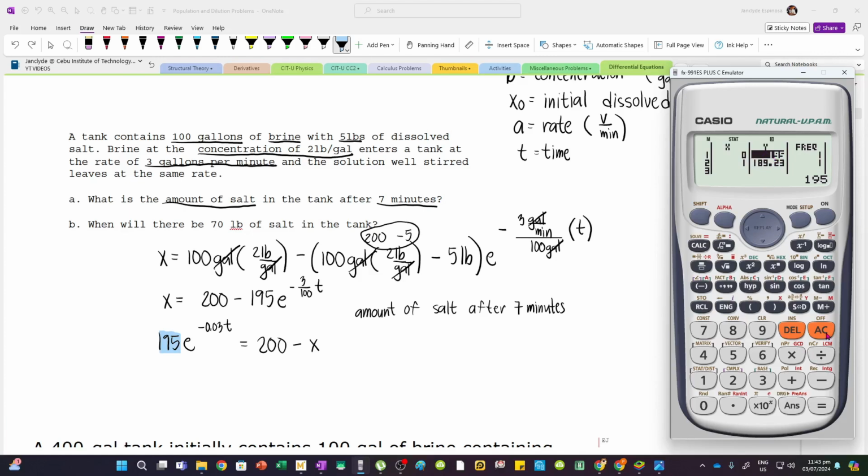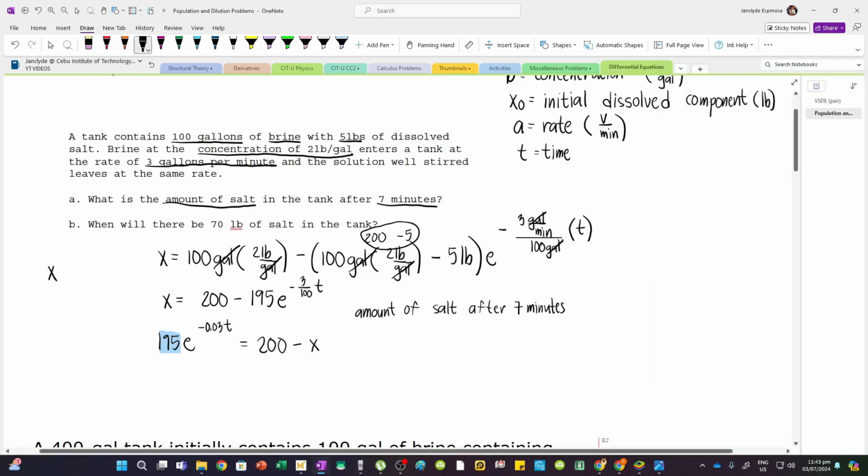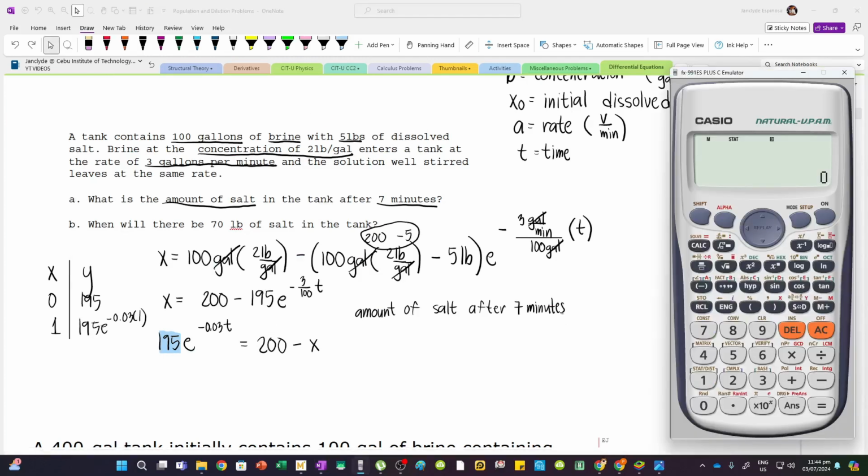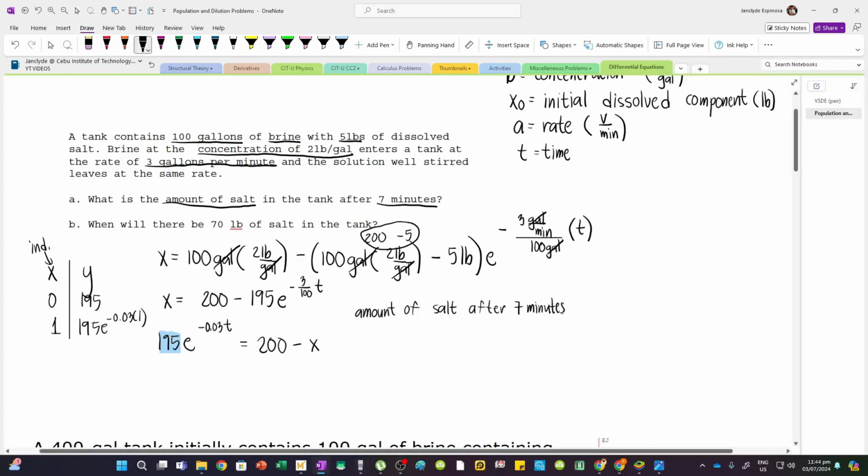So press AC. Now again, we have x and y. This was 0, 1, and then 195. And then here we have 195 e to the minus 0.03 multiplied by 1. So essentially, we are modeling this equation, 200 minus x. And then again, x is the independent variable, which is time.